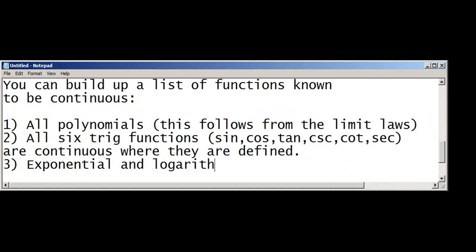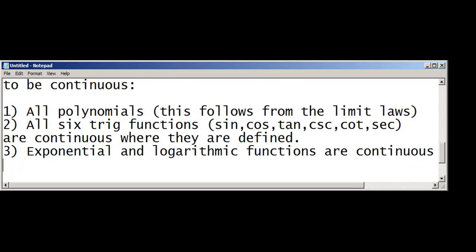Exponential and logarithmic functions are continuous. And so you can put all this together to make new continuous functions. That's what I'm saying. So let's give it a shot.